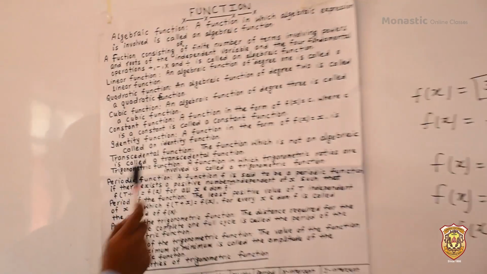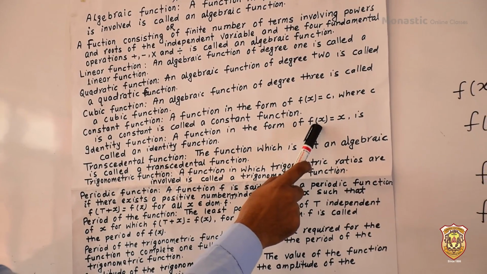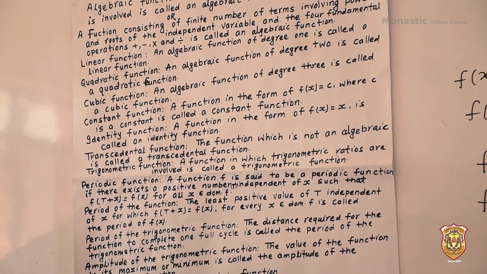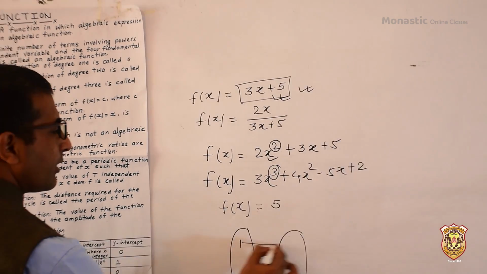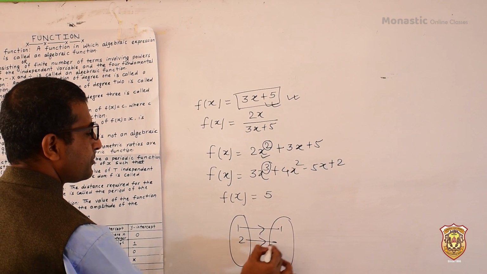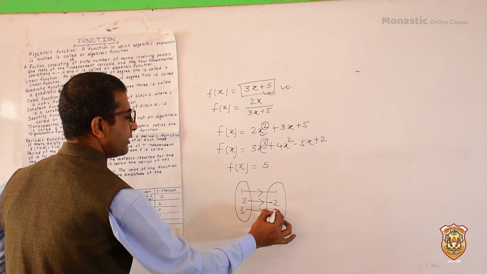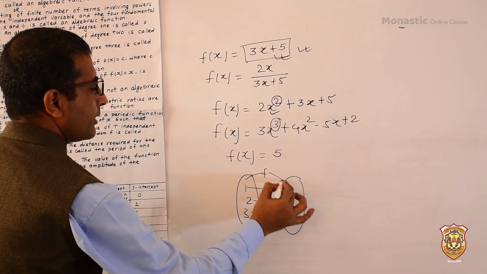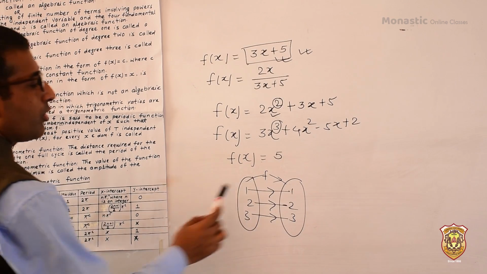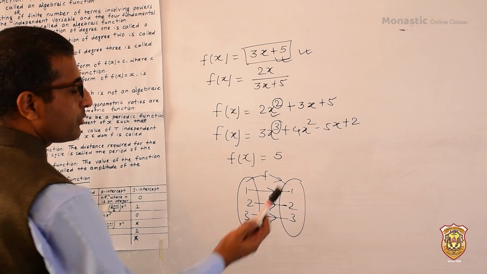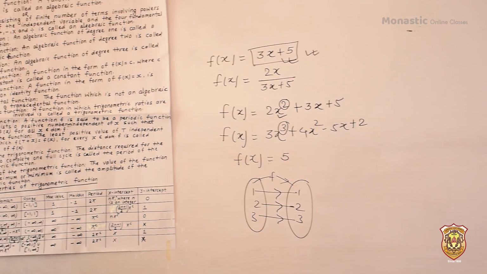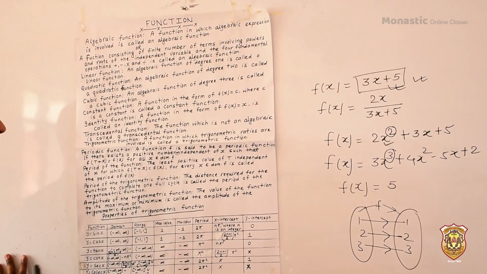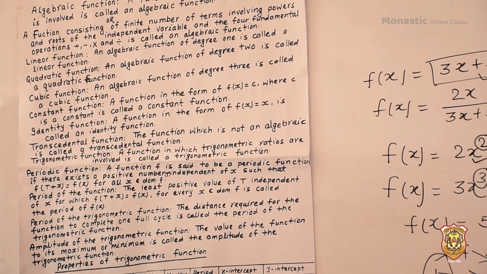Identity function, a function in the form of f of x equal x. If we go through the mapping diagram, in this function, what you can see is that the image of 1 is 1, image of 2 is 2, image of 3 is 3. Image and pre-image are exactly the same in all these conditions. Such type of function is identity function in which f of x is equal to x.